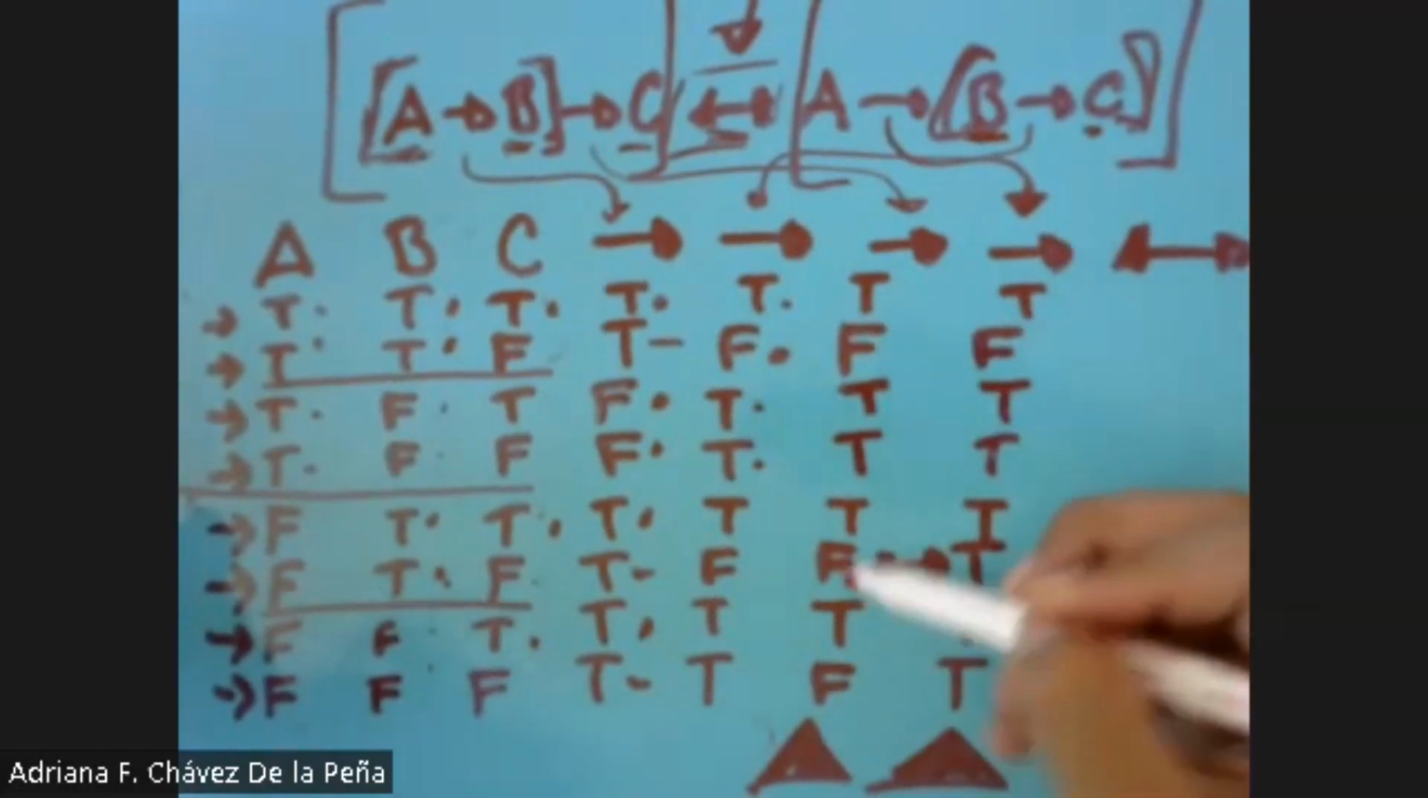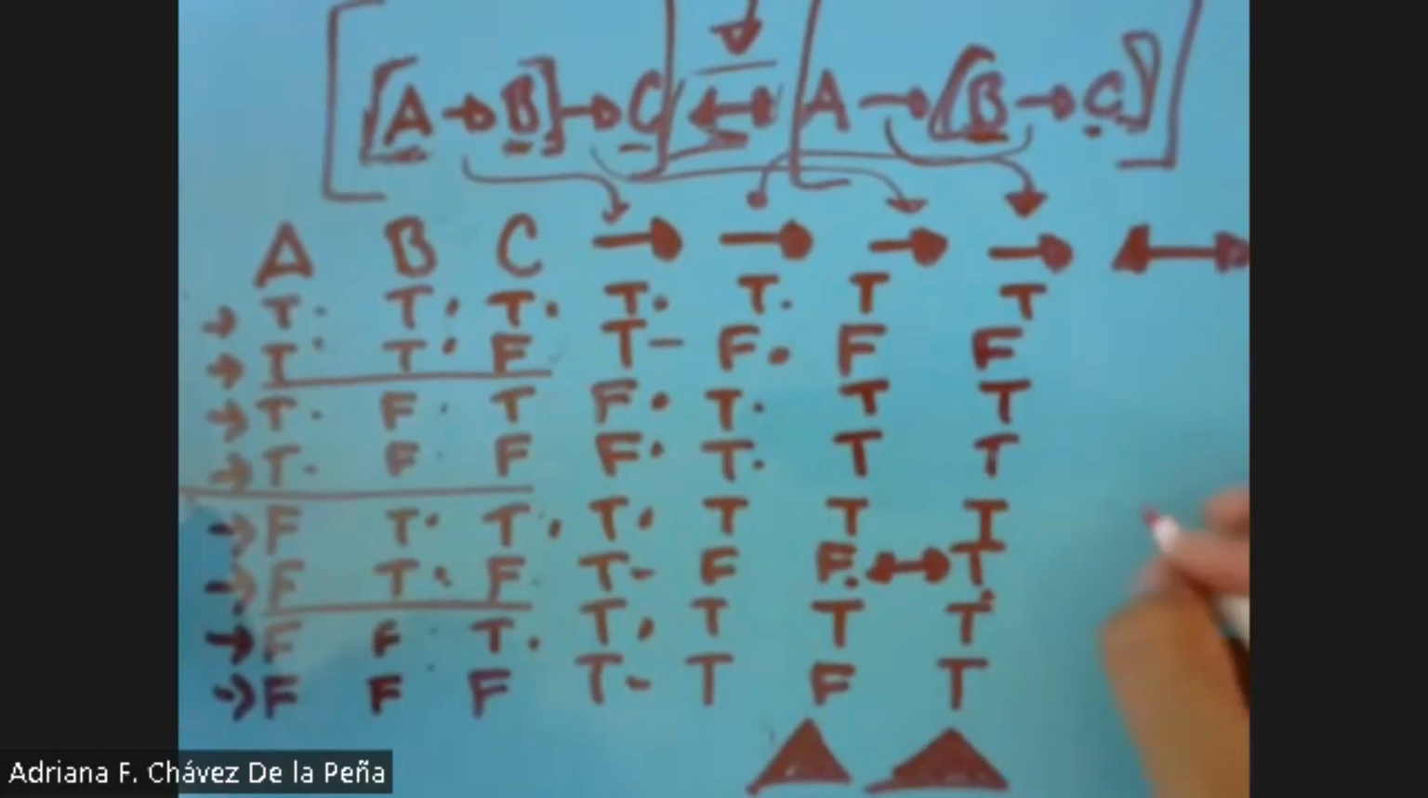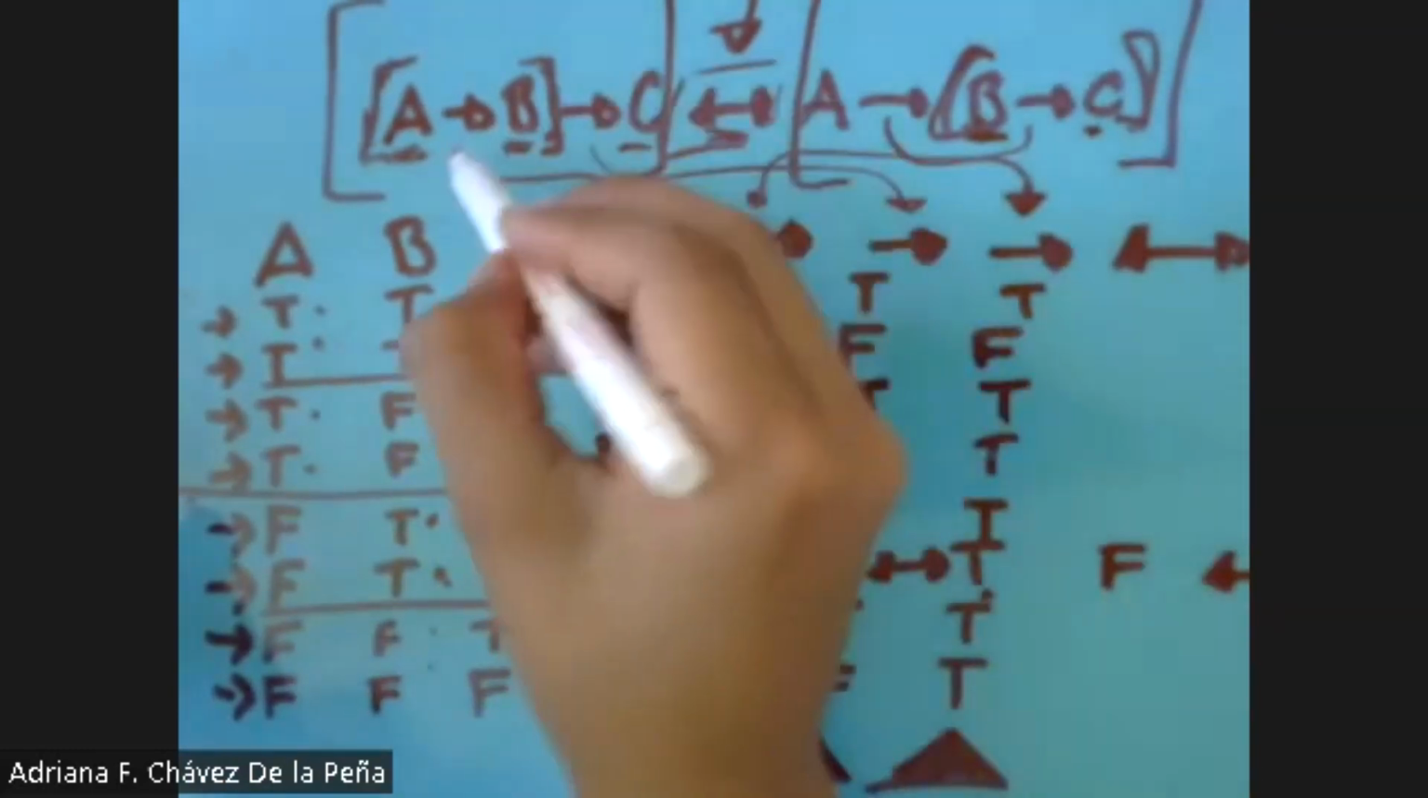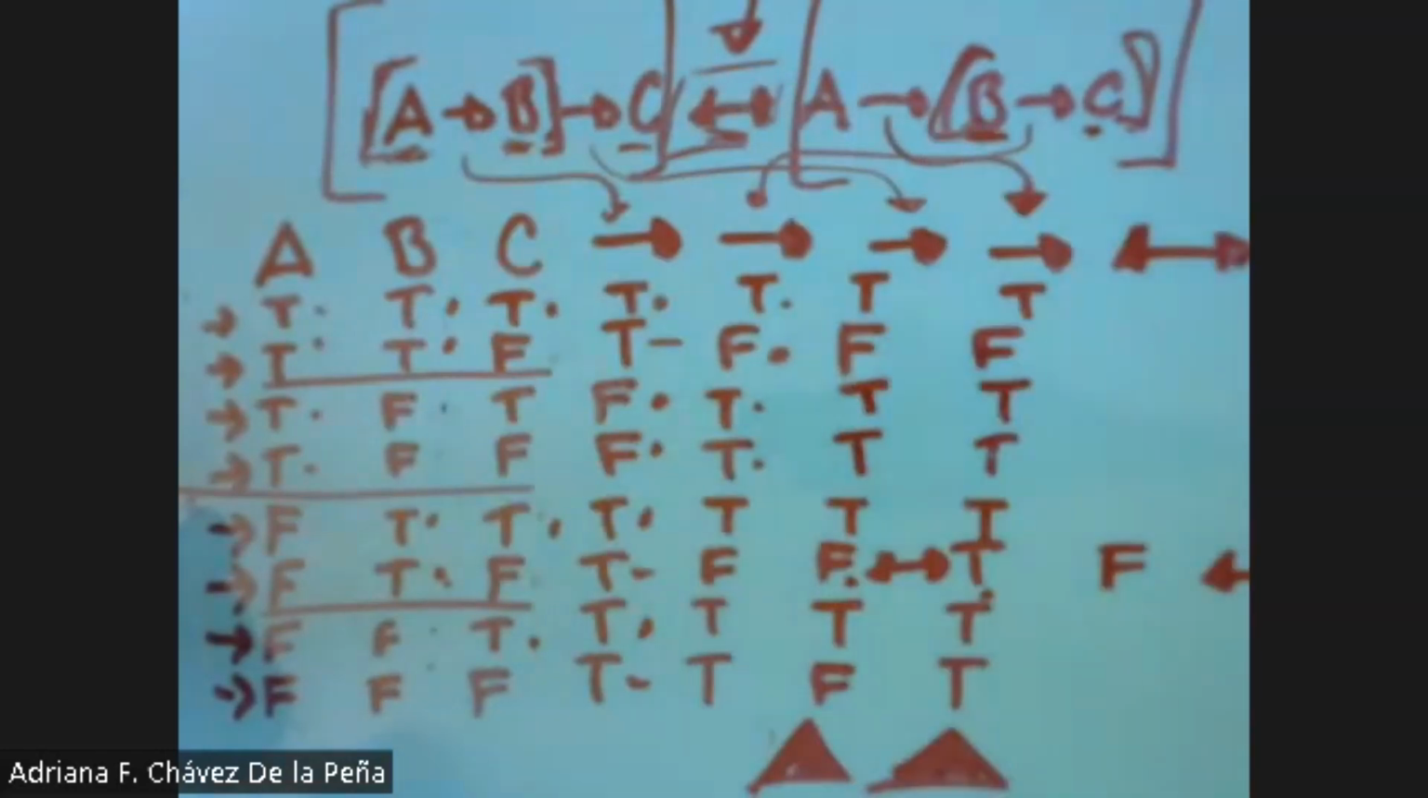So this is the only instance where one of my implications is false, but the other one is true. So we know that this is evidence against our equivalence. So it is not the case that this equivalence is always true, and therefore we would say that these 2 compound propositions are not equivalent.